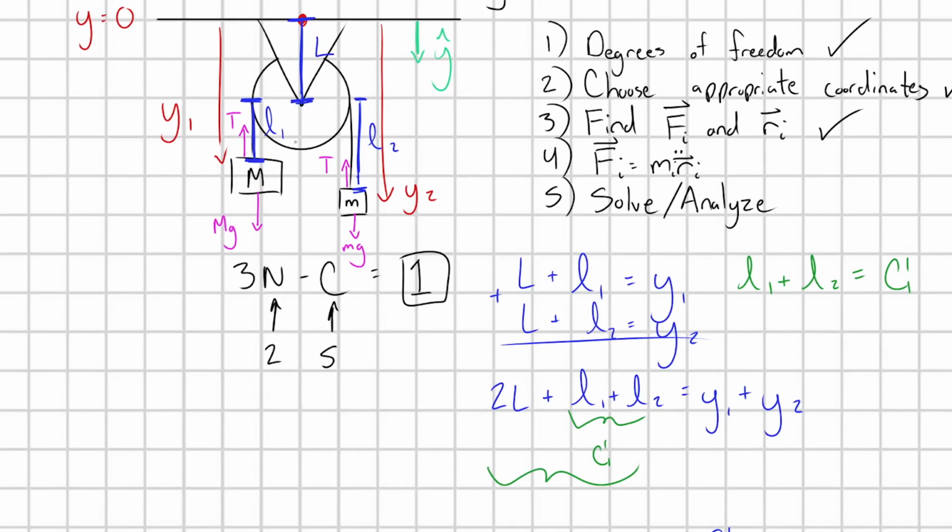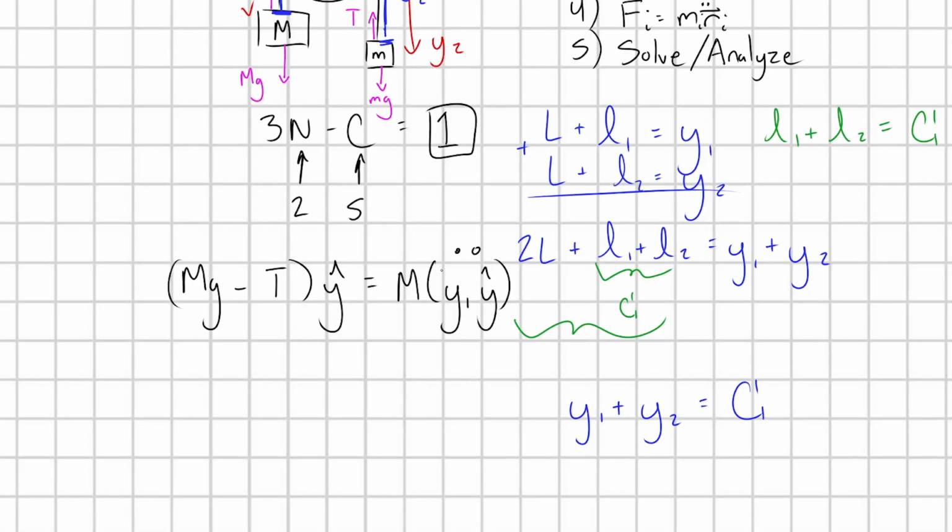Alright, how do we write out Newton's second law then? I would say this is mg minus T in the y hat direction is equal to m times the acceleration of this block, which would be y1 double dot in the y hat direction. And in theory I would have to chain rule this term out.